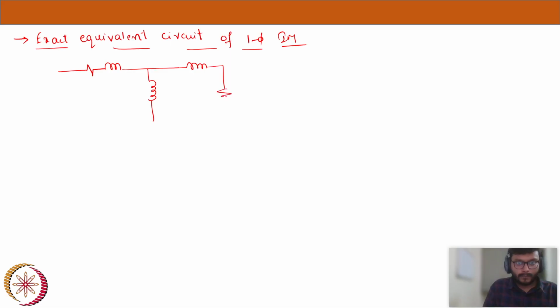If you see, this is R1 by 2. This is the important point. We are halving the impedance, and this is X1 by 2, and this is jXM by 2, and this is X2 dash by 2, and R2 dash by 2S. Now here we will be giving Vm.